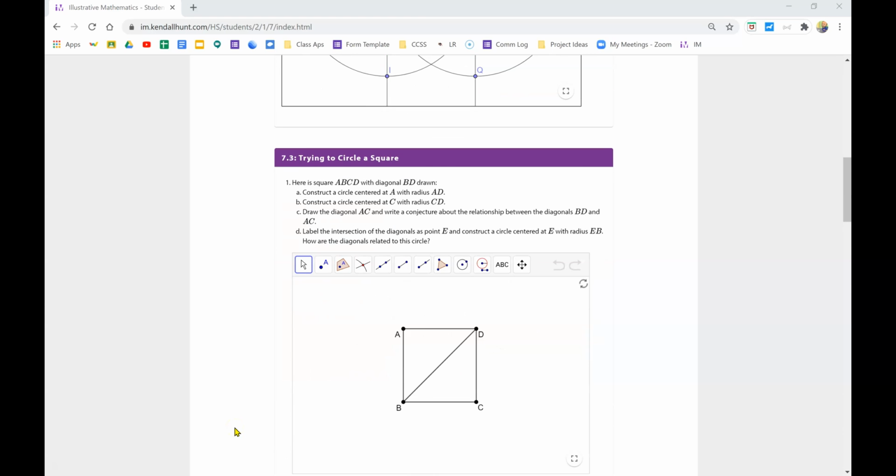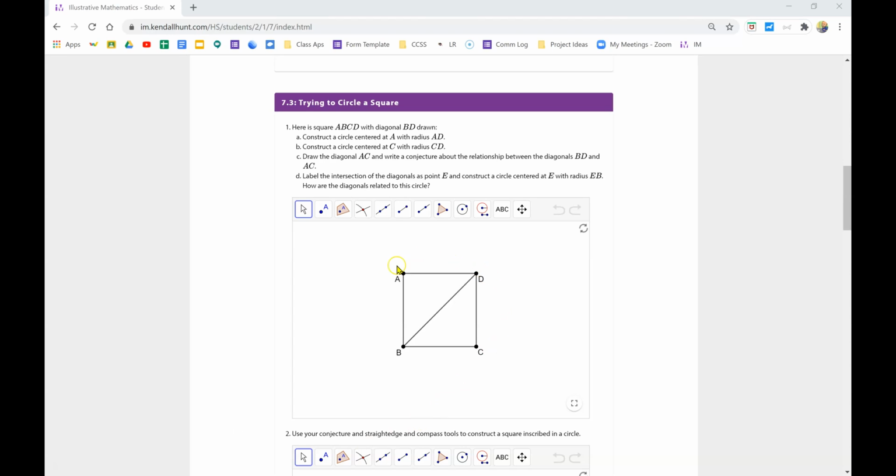Okay, the next question gives you a set of directions. So all you have to do is follow the directions precisely and then answer the questions. So here we go. This is square ABCD. It has a diagonal drawn from B to D.